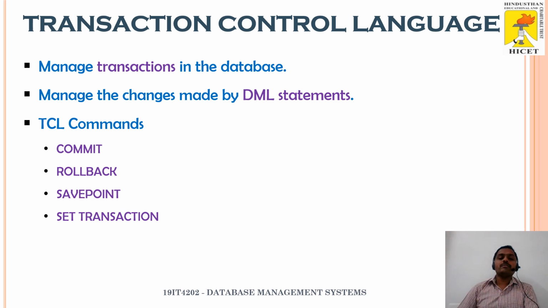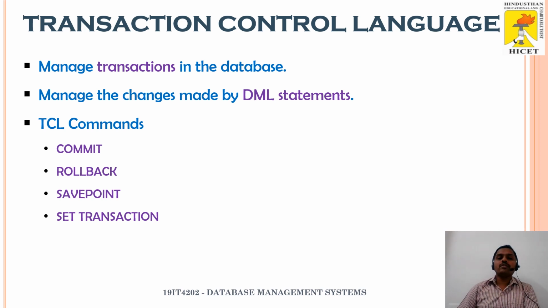What is the use of the commit command? The commit command is used to permanently save any transaction into the database. The rollback command is used to restore the database to the last committed state. It is also used with the savepoint command to jump to a savepoint in a transaction. The third one is savepoint. The savepoint command is used to temporarily save a transaction so that it can be rolled back to that point wherever necessary. The last one is set transaction. It is used to establish the current transaction as a read-only or read-write transaction, and it also establishes the isolation level of the particular transaction.